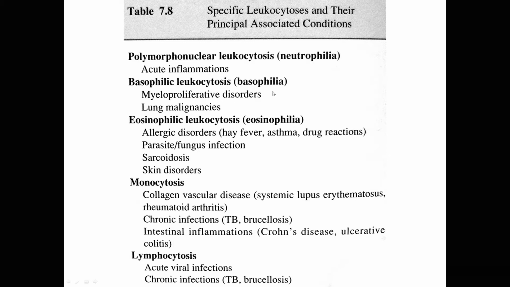Basophilic leukocytosis, basophilia, is extremely rare. It is indicated for some rare myeloproliferative disorders and other malignancies. Monocytosis is indicated for some collagen vascular diseases, autoimmune diseases such as systemic lupus erythematosus and rheumatoid arthritis, also for chronic infections, especially tuberculosis and brucellosis, and some chronic inflammations such as Crohn's disease and ulcerative colitis.